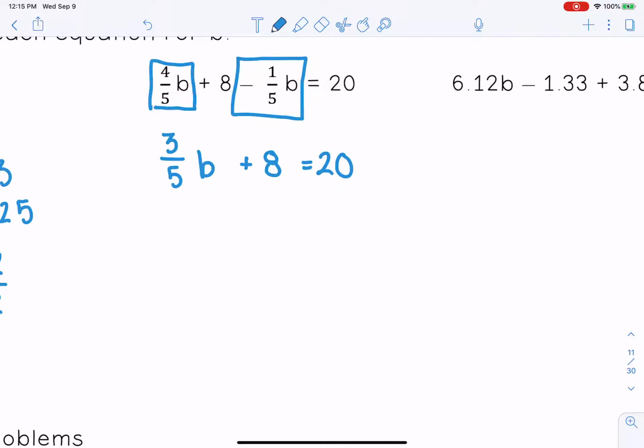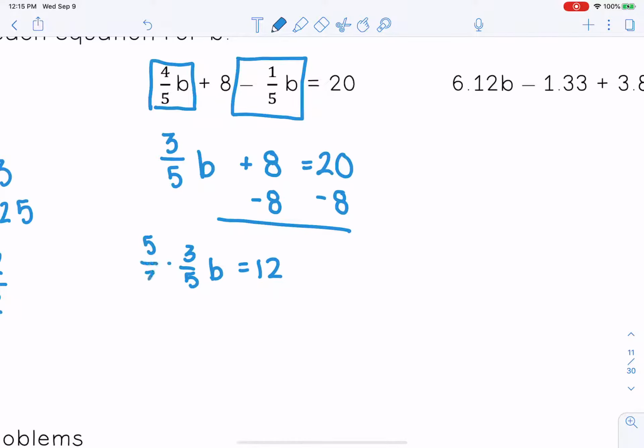Addition and subtraction comes first, so let's undo this addition. 3/5 b equals 12. Now remember, we have that fraction, so we can multiply by the reciprocal. So we can multiply by 5/3. Cancels on this side. B equals, let's add a 1 to the denominator. 12 times 5 is 60. 1 times 3 is 3. So b is 20.